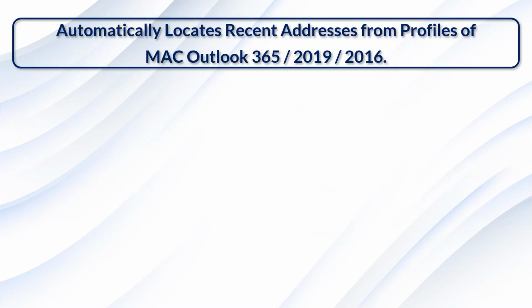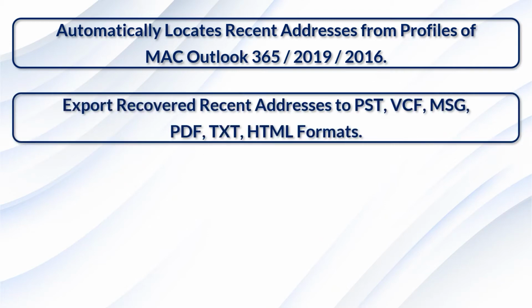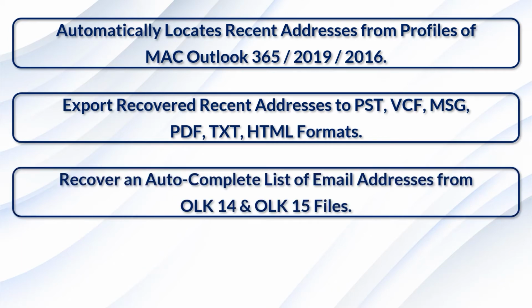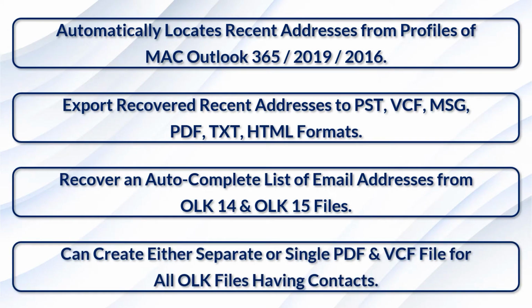Automatically locates recent addresses from profiles of Mac Outlook 365, 2019, 2016. Export recovered recent addresses to PST, VCF, MSG, PDF, TXT, HTML formats. Recover an auto-complete list of email addresses from OLK14 and OLK15 files. Can create either separate or single PDF and VCF file for all OLK files having contacts.